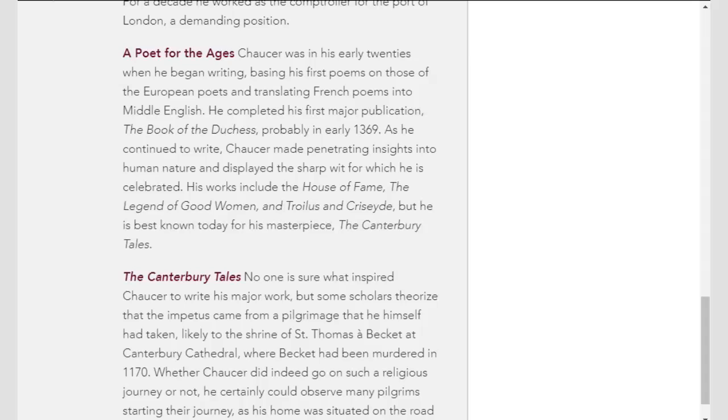As he continued to write, Chaucer made penetrating insights into human nature and displayed the sharp wit for which he is celebrated. His works include The House of Fame, The Legend of Good Women, and Troilus and Cressida, but he is best known today for his masterpiece, The Canterbury Tales.